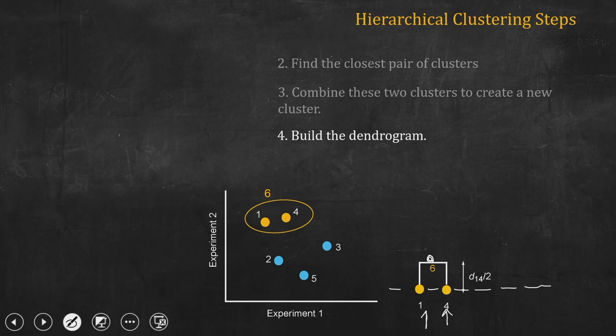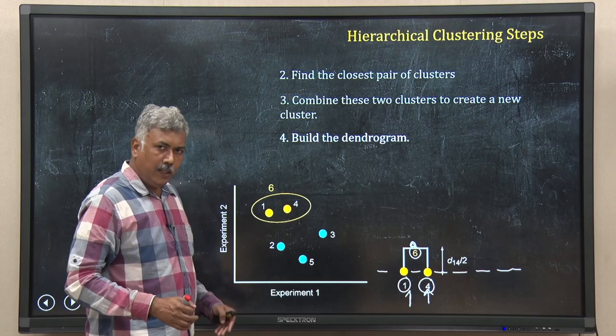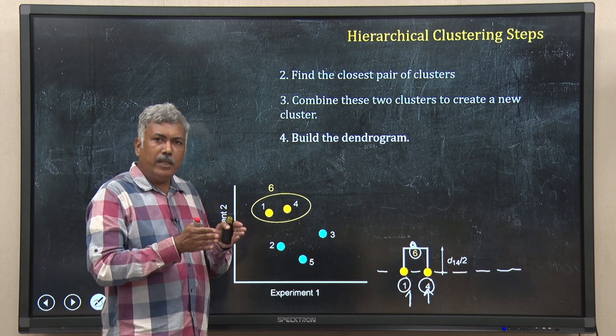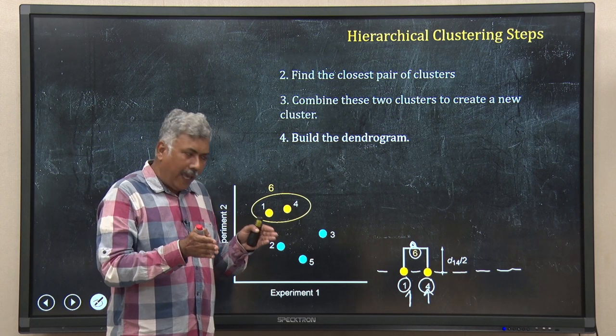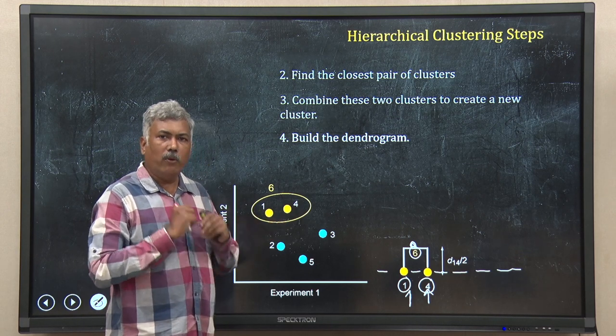Just like a phylogenetic tree. For example, organism 1 and organism 4 are originating from an ancestor 6, something like that. So, I have two branches coming out of cluster 6 and they are joining to 1 and 4.